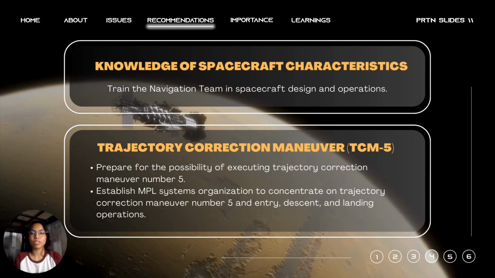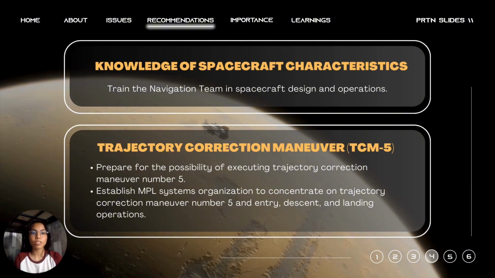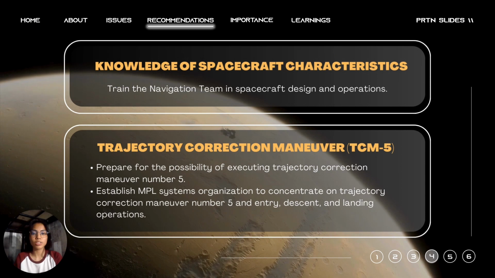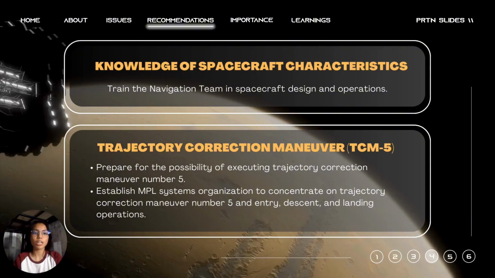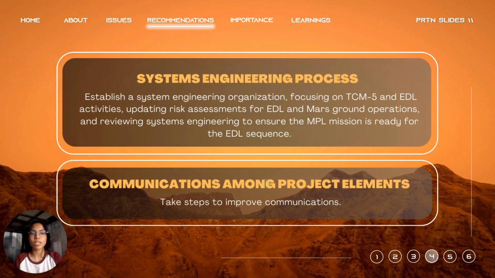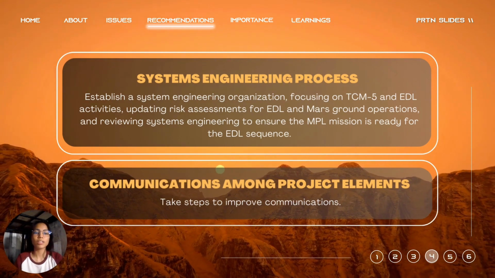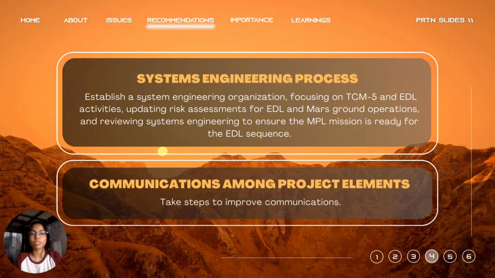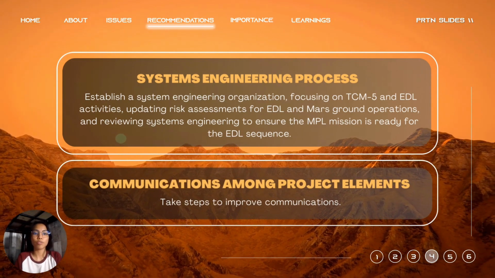Trajectory Correction Maneuver, TCM-5. Prepare for the possibility of executing Trajectory Correction Maneuver number 5. Establish an MPL systems organization to concentrate on Trajectory Correction Maneuver number 5 and entry, descent, and landing operations. System engineering process: establish a system engineering organization focusing on TCM-5 and EDL activities, update risk assessments for EDL and Mars ground operations, and review systems engineering to ensure the MPL mission is ready for the EDL sequence.